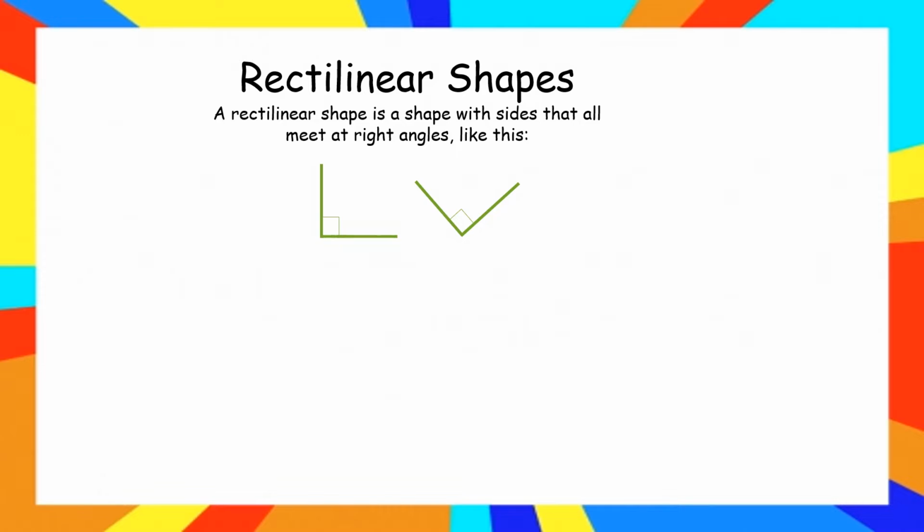What is a rectilinear shape? A rectilinear shape is a shape with sides that all meet at a right angle, as is shown here. If the shape meets at a right angle, then it's a rectilinear shape.